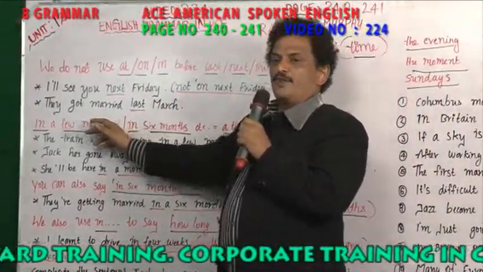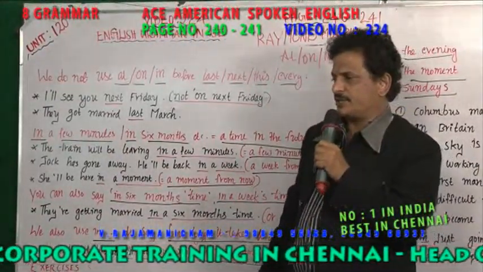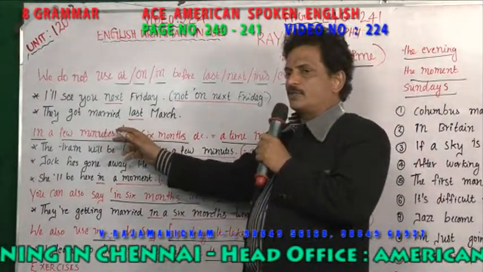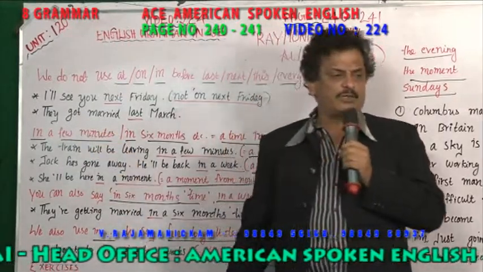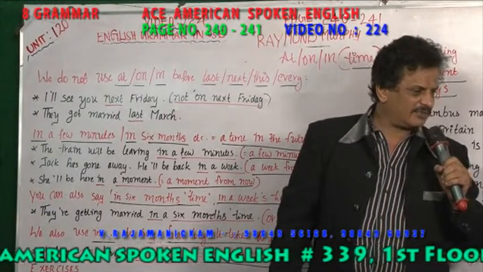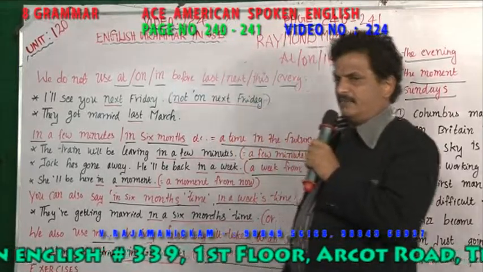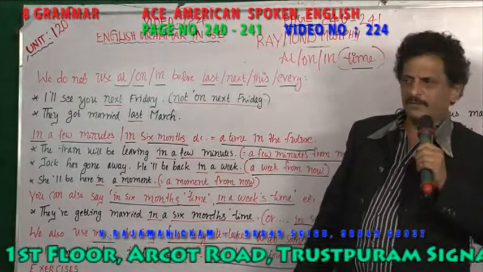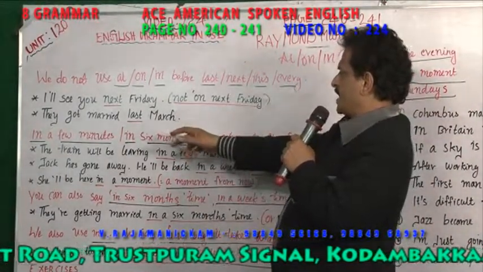Coming here, a few minutes, 60 seconds, isn't it? One minute is equal to 60 seconds. So when you want to mention minutes, you are using a preposition of time. What preposition of time? At or on? No, you are using in a few minutes, right? The preposition in is used. Okay, 6 months. You are using the preposition in 6 months, right?